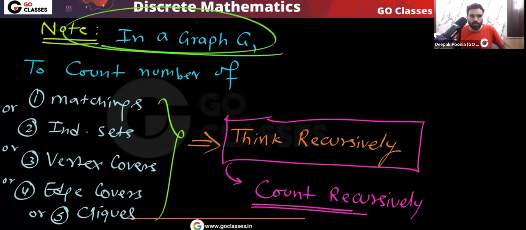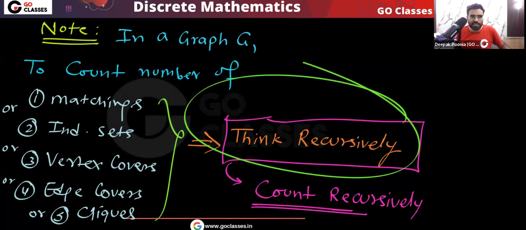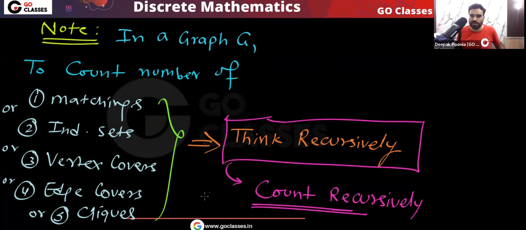Some graph will be given to you, maybe complete graph, maybe path graph, maybe cycle graph, maybe something else. And to count the number of these concepts, to count the number of matchings, to count the number of independent sets, to count the number of vertex covers, and so on, you always just think recursively, count recursively. So let's do a lot of practice of it.